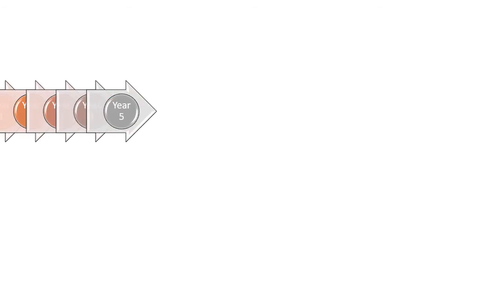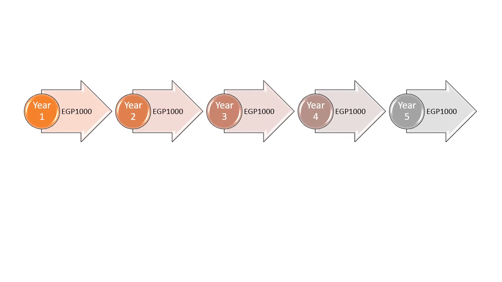But say Ahmed wants to invest or deposit a series of amounts. He wants to deposit 1,000 in year 1 and deposit another 1,000 in year 2 and another 1,000 in year 3 and 1,000 in year 4 and 1,000 Egyptian pounds in year 5. This case is called annuity.